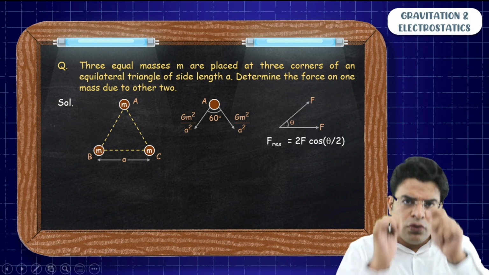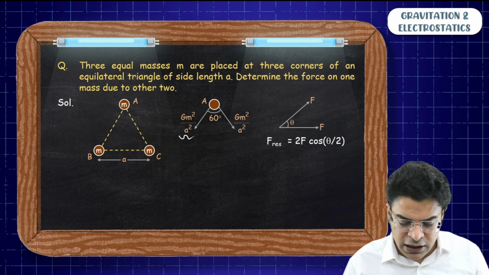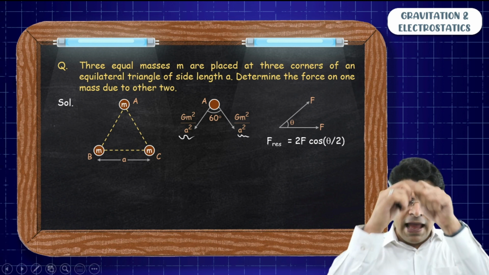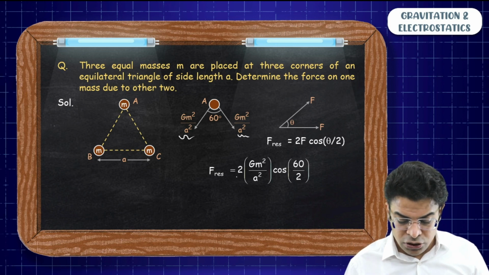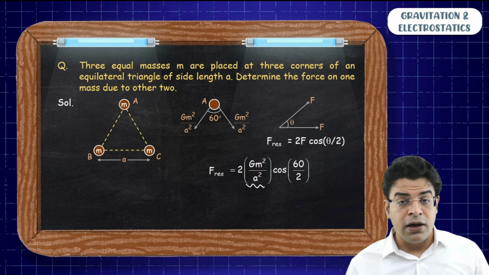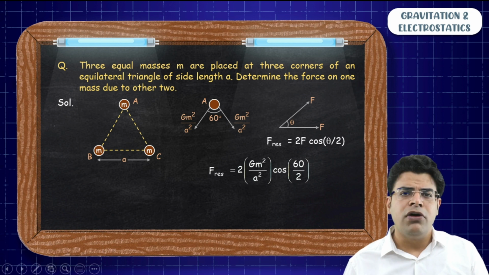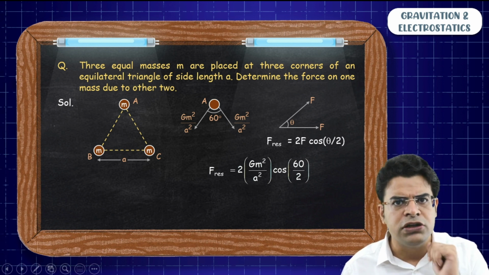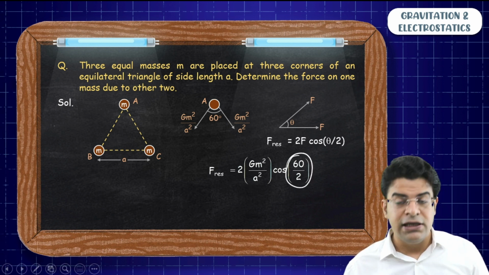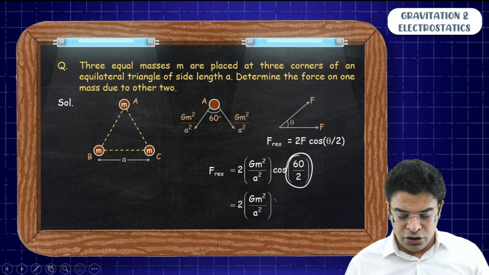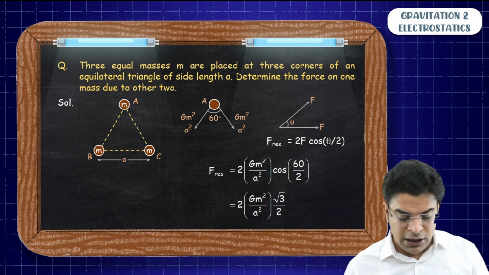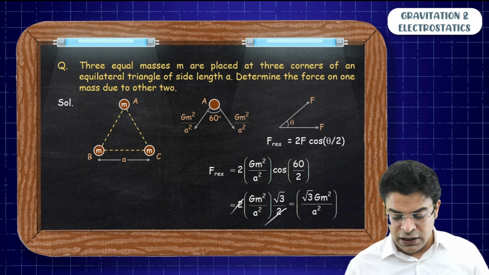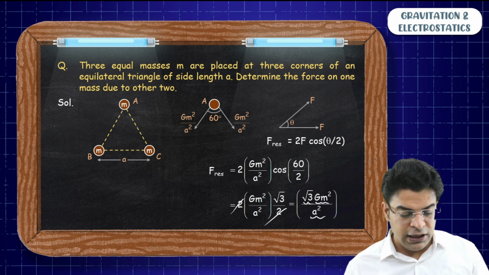Here you have two forces of the same magnitude, Gm square by a square, Gm square by a square, acting at an angle of 60 degrees. So the resultant force will be 2 into Gm square upon a square into cos 60 by 2. What is cos 60 by 2? Cos 60 by 2 is cos 30. And cos 30 is nothing but root 3 by 2. So you get the resultant force to be 2 into Gm square upon a square into root 3 by 2. The 2 and 2 cancel out. What you get is root 3 Gm square upon a square.